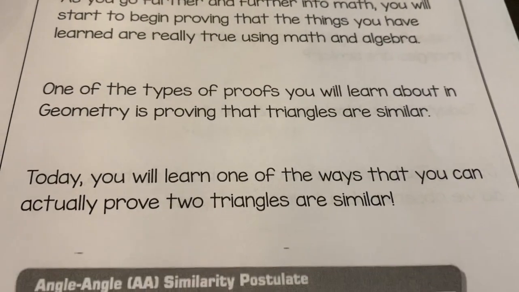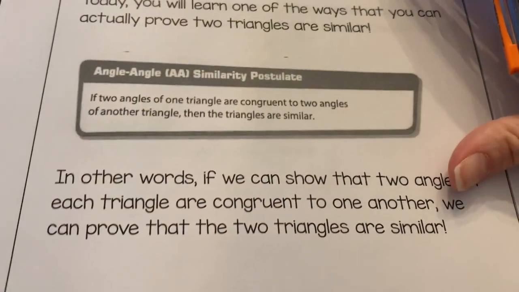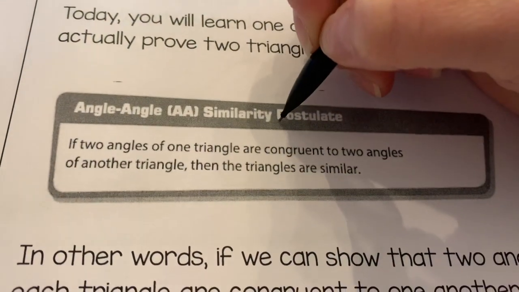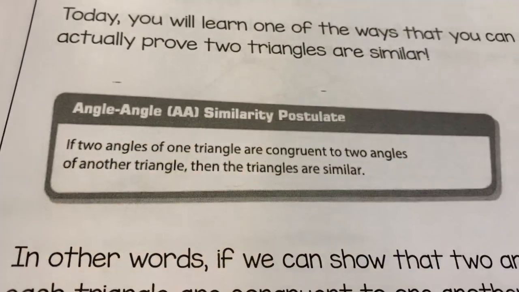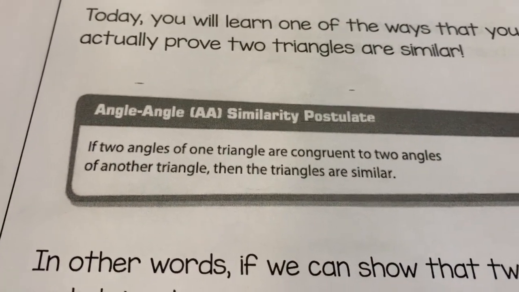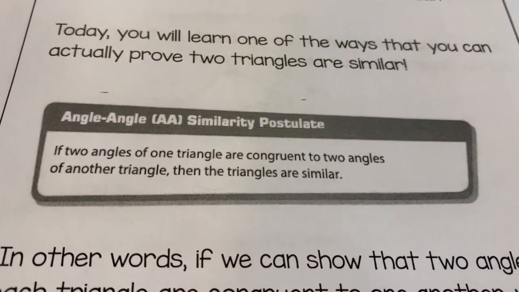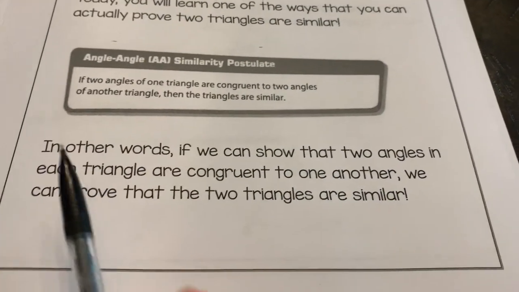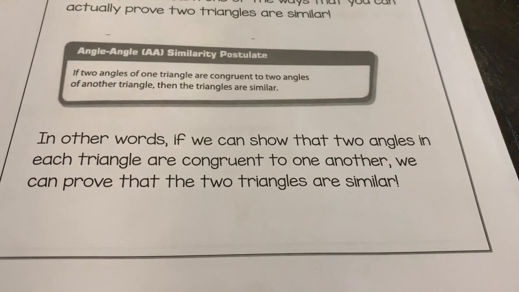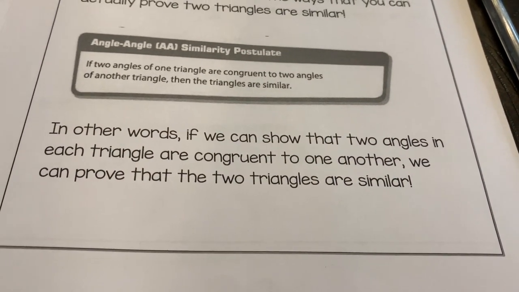So one of the types of proofs that you're going to learn about in geometry is proving that triangles are similar. It's a very common one. And today you're going to learn one of the ways that you can actually prove that they're similar. And that is, as I said before, the word postulate, the angle-angle similarity postulate. And we're going to use AA for short, okay? So what this means is that if we know two angles of one triangle are congruent to two angles of another, then the triangles are similar. So I tried to make it as easy as possible for you guys. In other words, if we can show that two angles in each triangle are congruent to each other, then we can prove that they're similar.